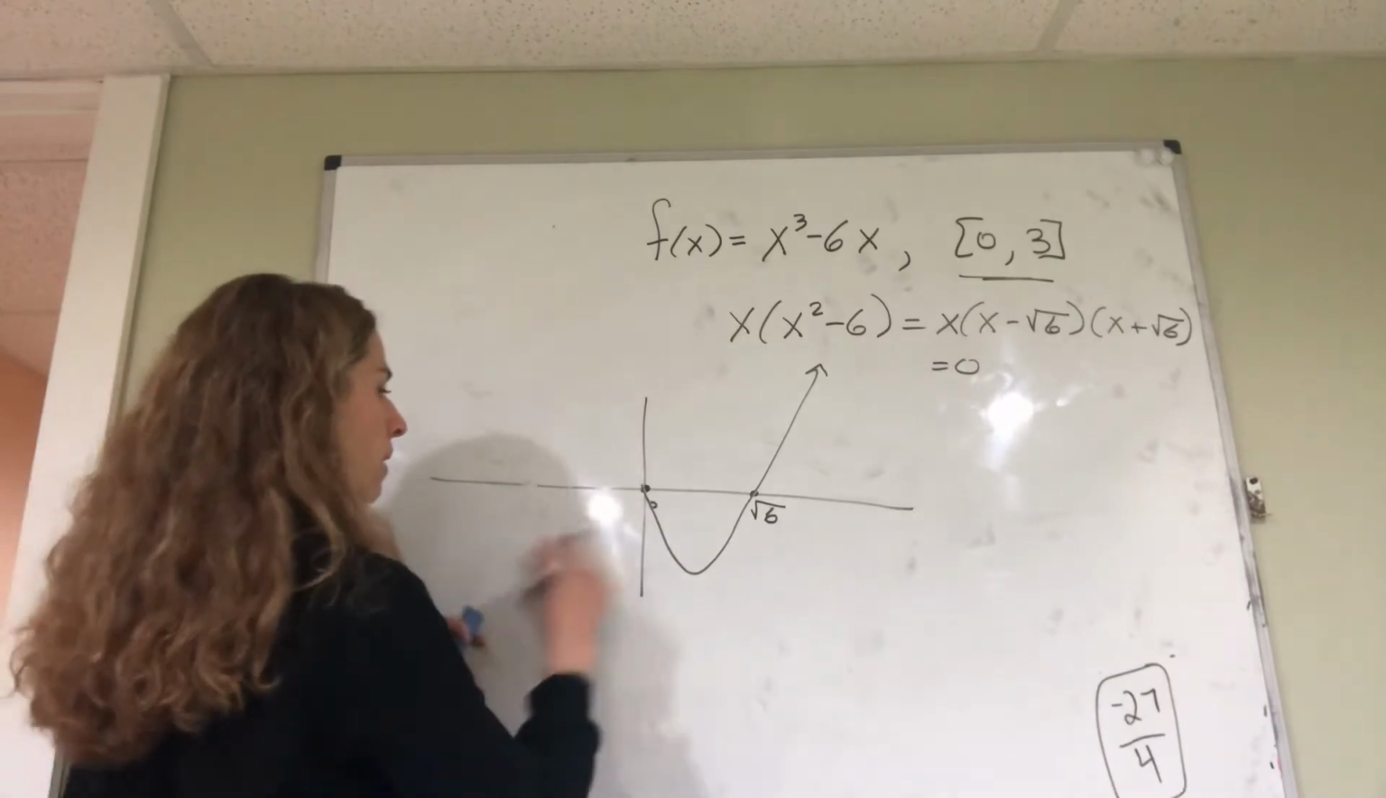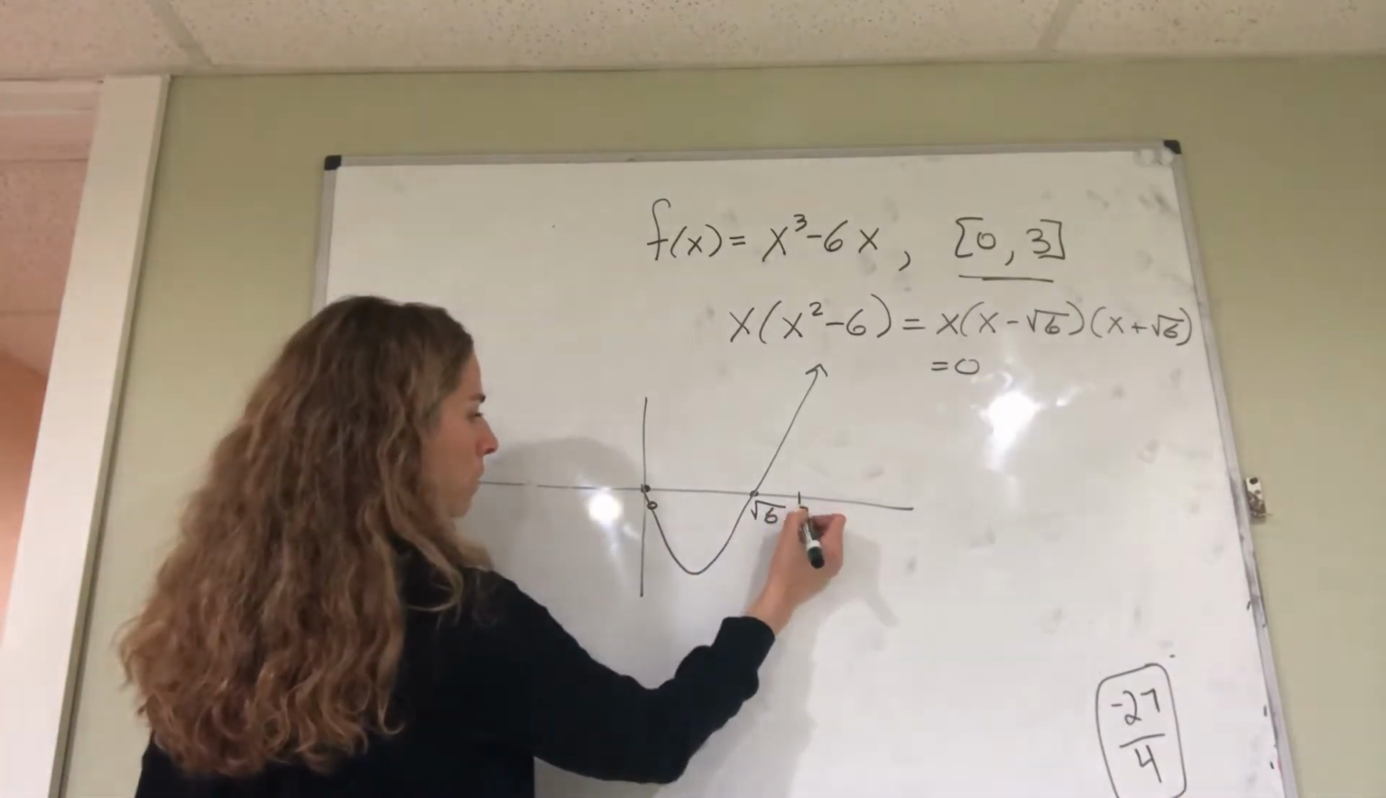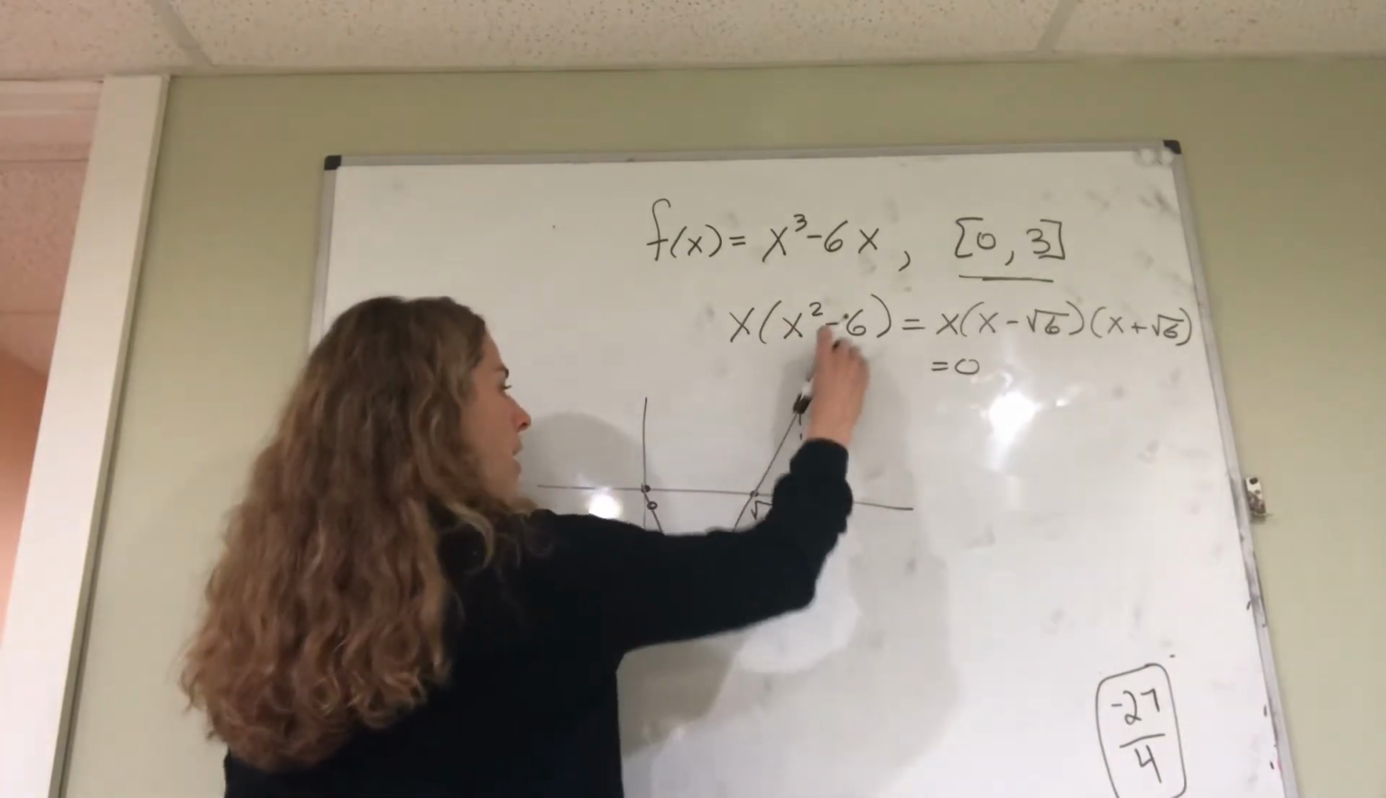Here's where x is 0. And the square root of 6 is a little bit less than 3, so I'm just going to put the 3 here. Okay, so that's the region that I want.